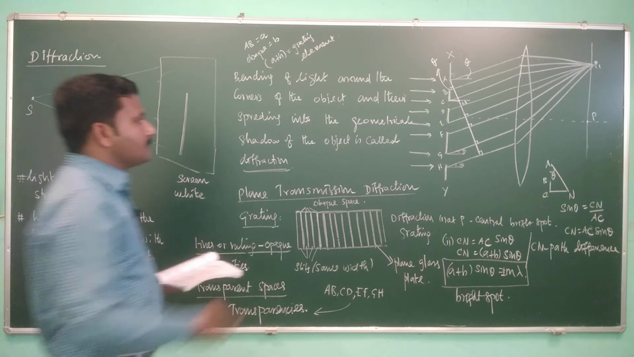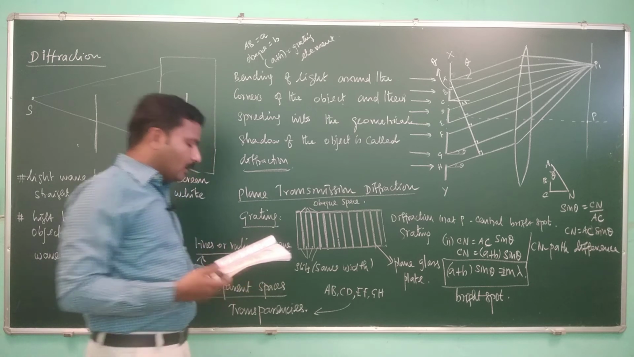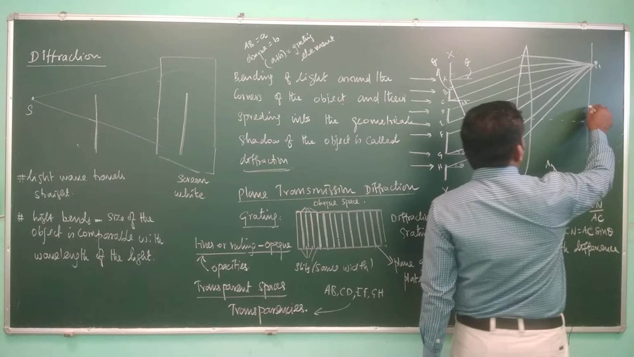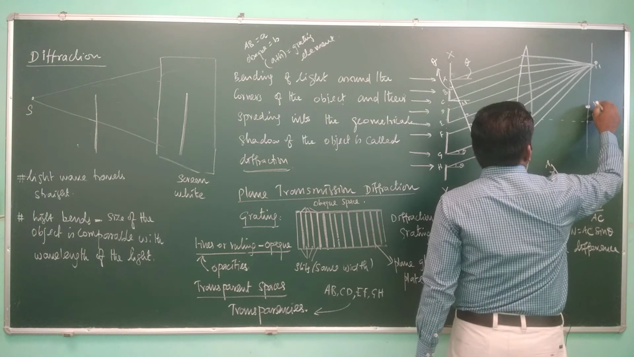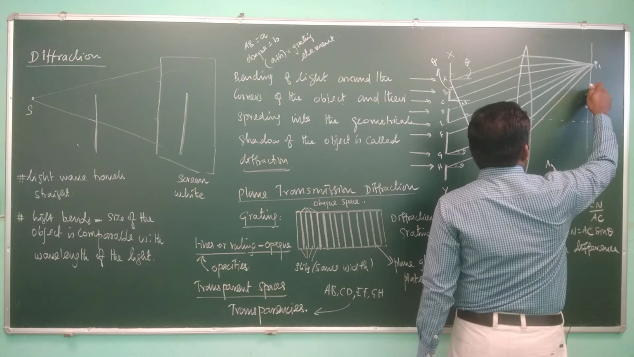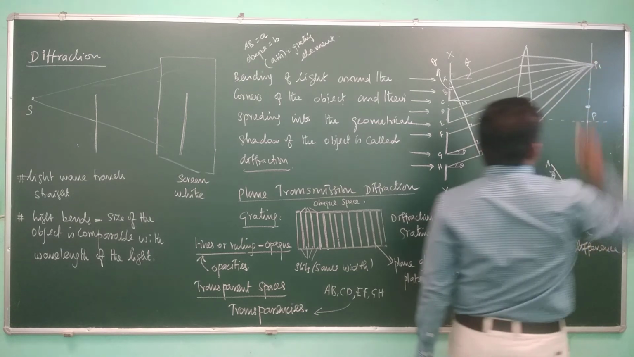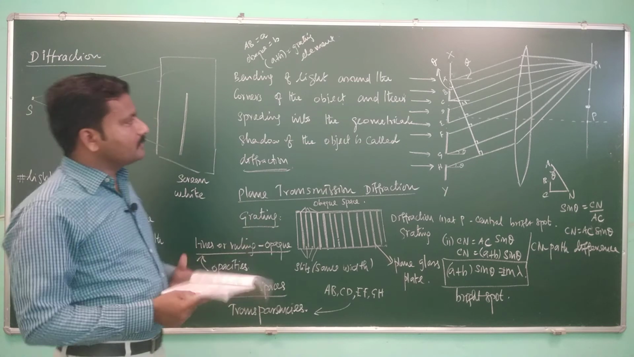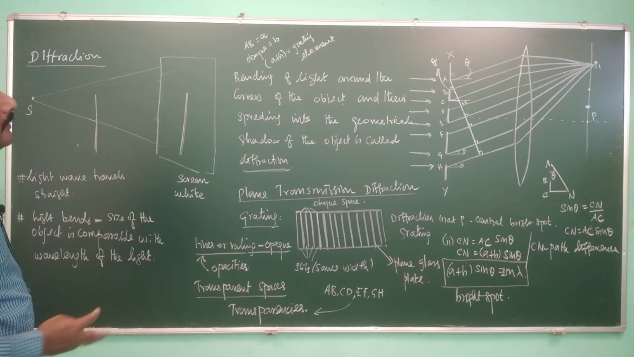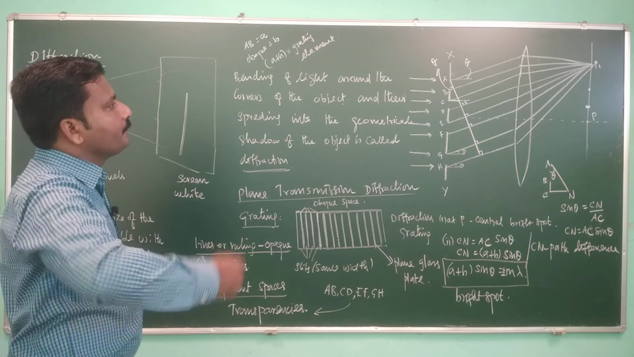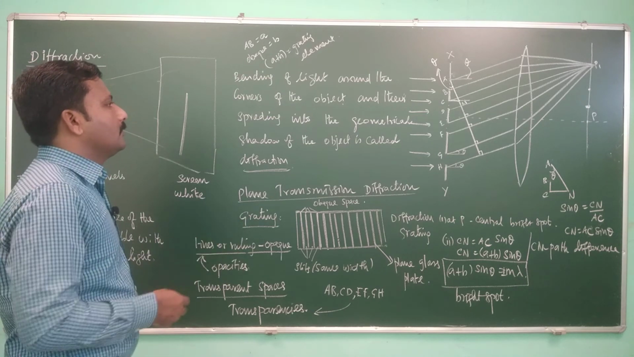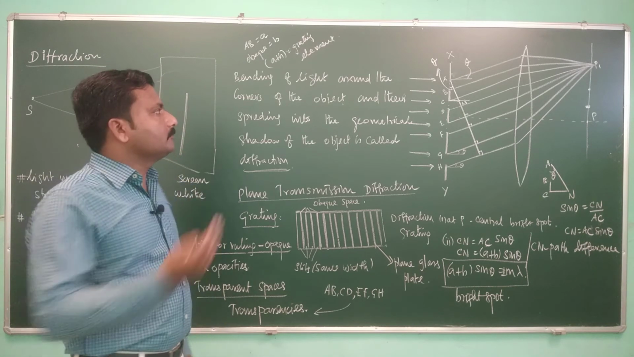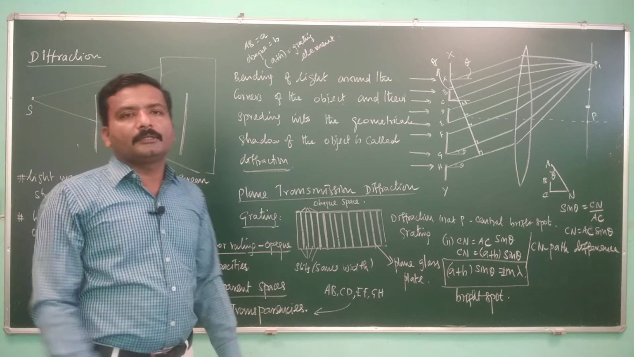In this case, this m is called the order of the interference maximum. That is, if we obtain one bright spot, then it is called the first order bright spot. Another, second bright spot will be the second order bright spot. Third will be the third order bright spot. Likewise, we can explain. So this is how you can observe bright and dark consecutive spots on the opposite side of the grating material.